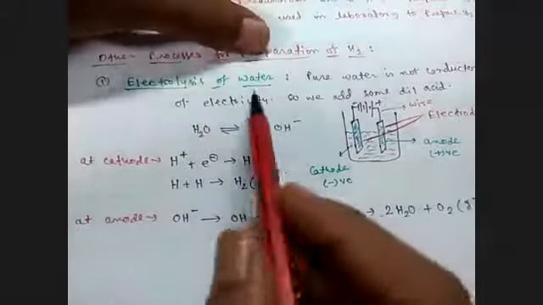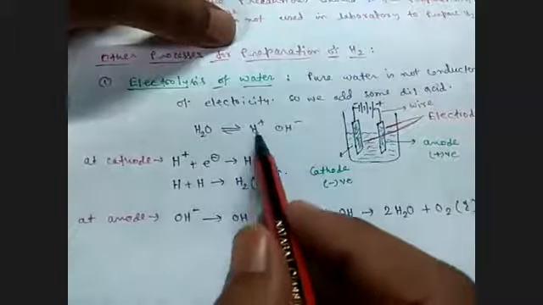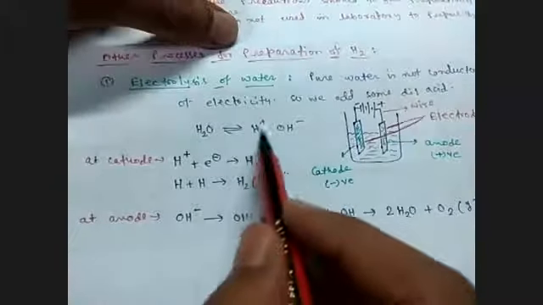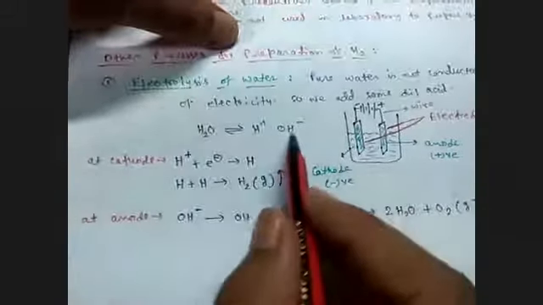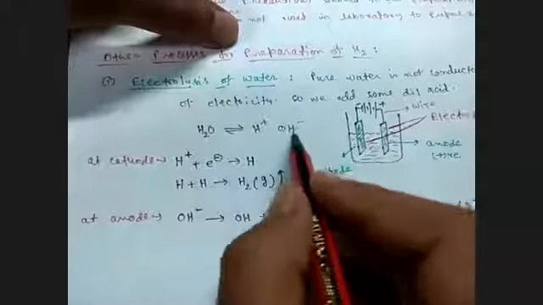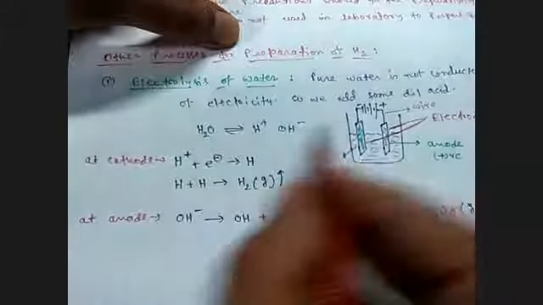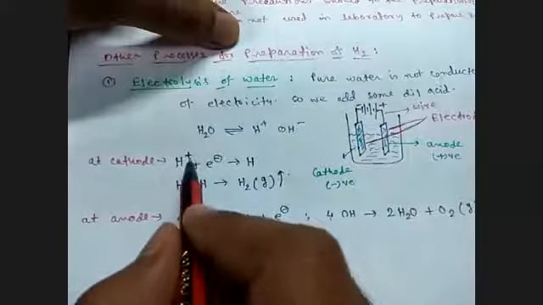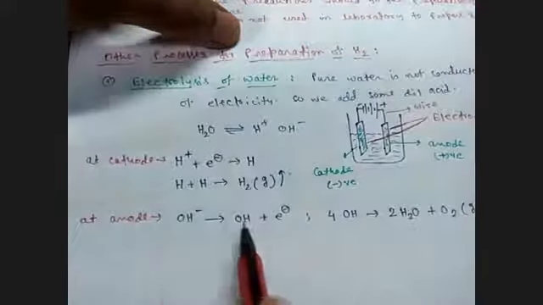This is the electrolysis of water. When electric current is passed through acidic water, then water decomposes as H plus and OH minus. H plus, being cation, goes to cathode as it is positively charged, attracted by the negative end of the electrode, and OH minus is negatively charged, so it will be attracted to the positively charged anode. H plus will accept electron and convert in this reaction. OH minus will convert into OH and electron.